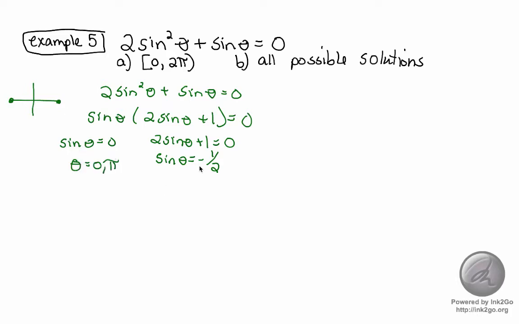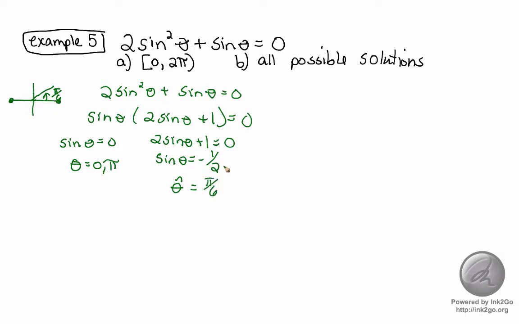And then to figure this out, first we're going to find our reference angle. So for my unit circle now, I'm going to figure out where I have a sine equal to 1/2. Don't worry about the negative right now. And that's at 30 degrees or pi over 6. So that's going to be my reference angle.